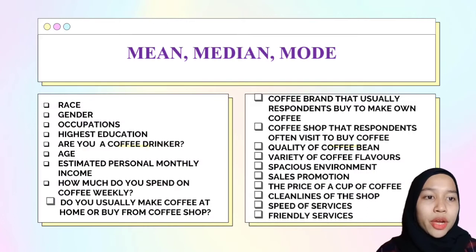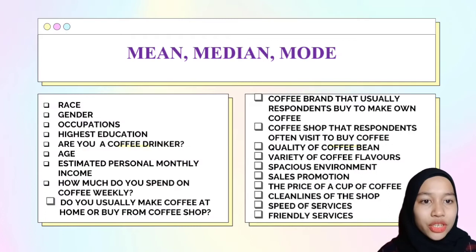Do you usually make coffee at home or buy from a coffee shop? Mode, the greatest frequency with 90 responses of coffee consumption among teenagers and adults in Malaysia. Coffee brand that respondents usually buy to make their own coffee. Mode, the greatest frequency with 127 responses of coffee consumption among teenagers and adults in Malaysia. Coffee shop that respondents often visit to buy coffee. Mode, the greatest frequency with 98 responses of coffee consumption among teenagers and adults in Malaysia.